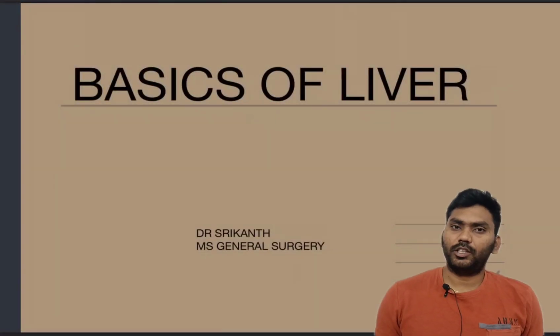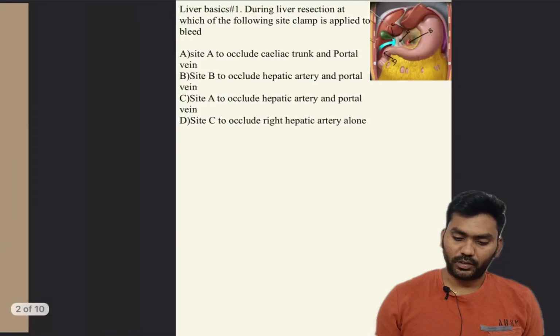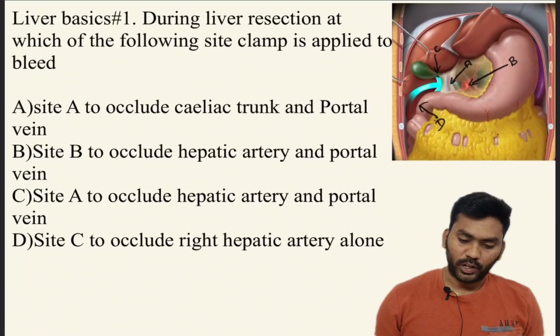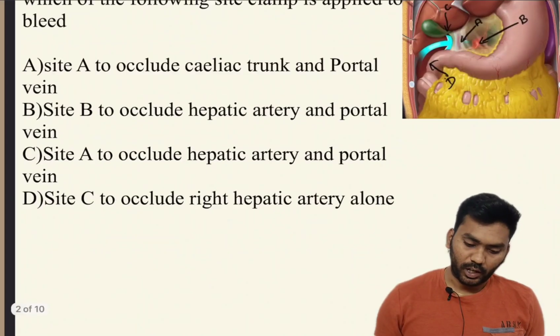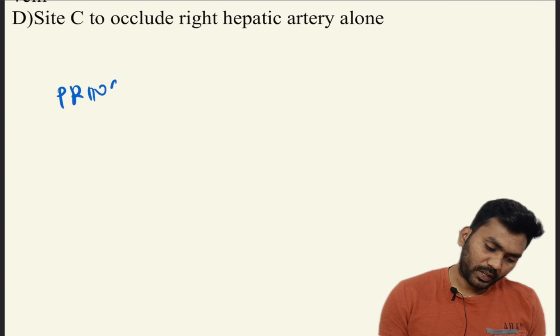Hello guys, in this video let us discuss the questions given on basics of liver. So coming to the first question, during liver resection at which of the following sites is a clamp applied to control bleeding? Here we have been given 4 sites. This question is based on the Pringle maneuver. Let us discuss what the Pringle maneuver is first.